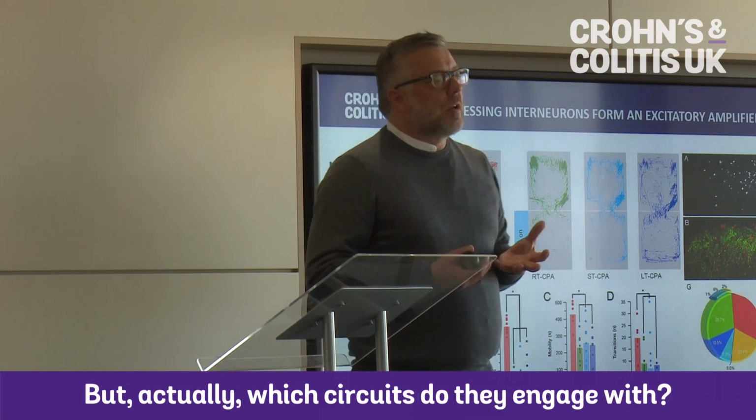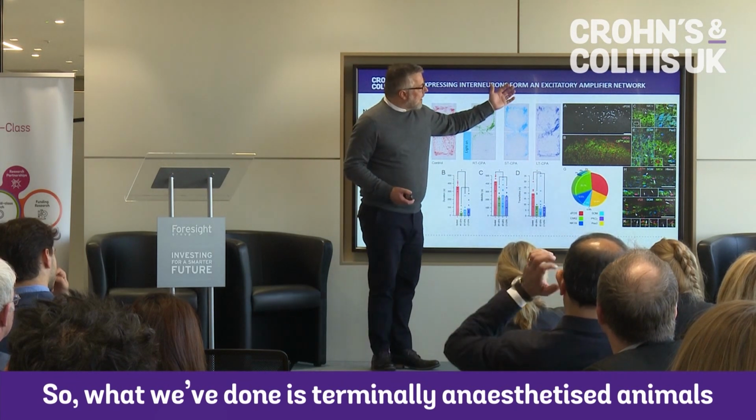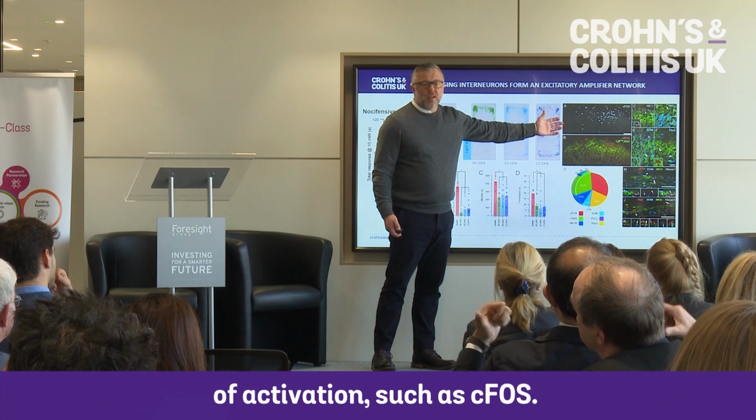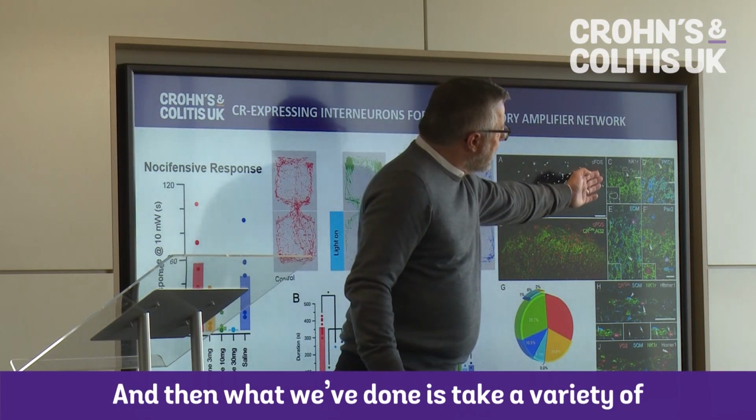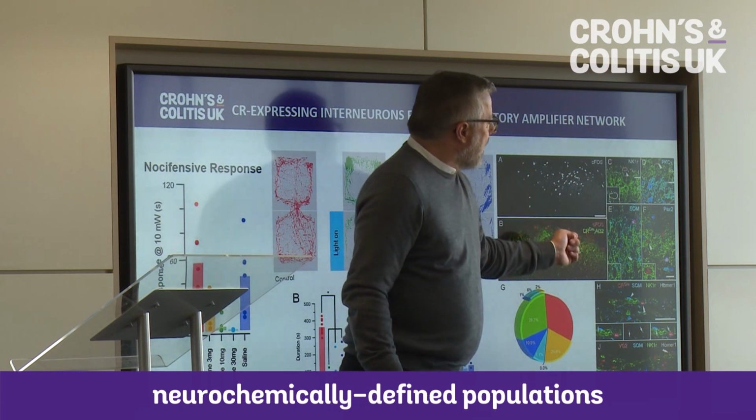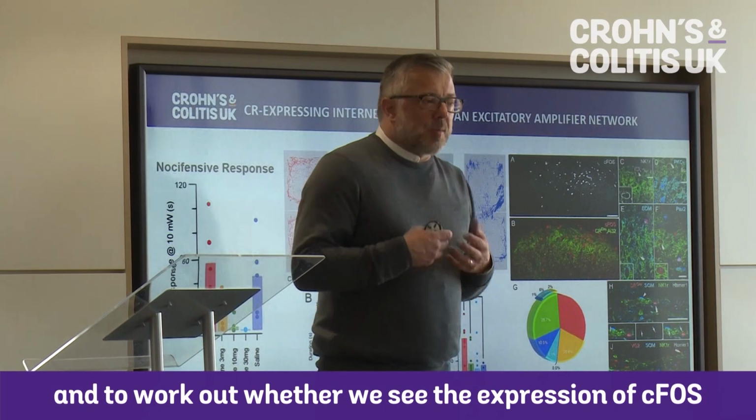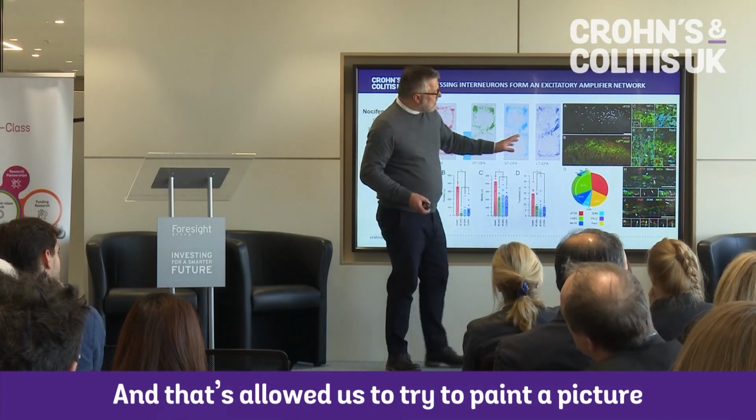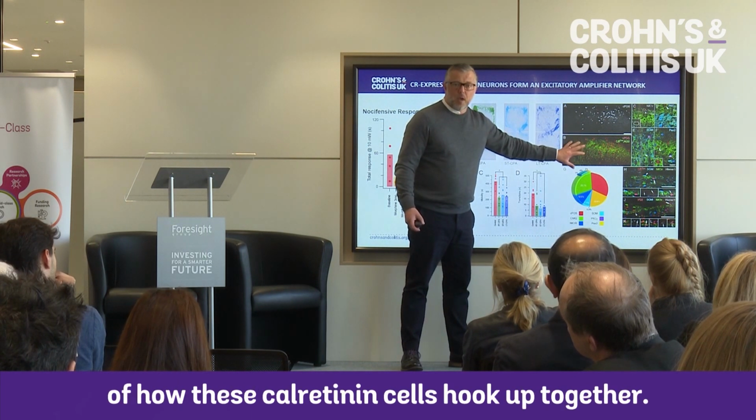But actually, which circuits do they engage with? So what we've done is terminally anesthetized animals and photostimulated them, and then look for markers of cell activation, such as CFOS. And then what we've done is to take a variety of different neurochemically defined populations and to work out whether we see the expression of CFOS within these cells. And that's allowed us to try and paint a picture of how these calretinin cells hook up together.